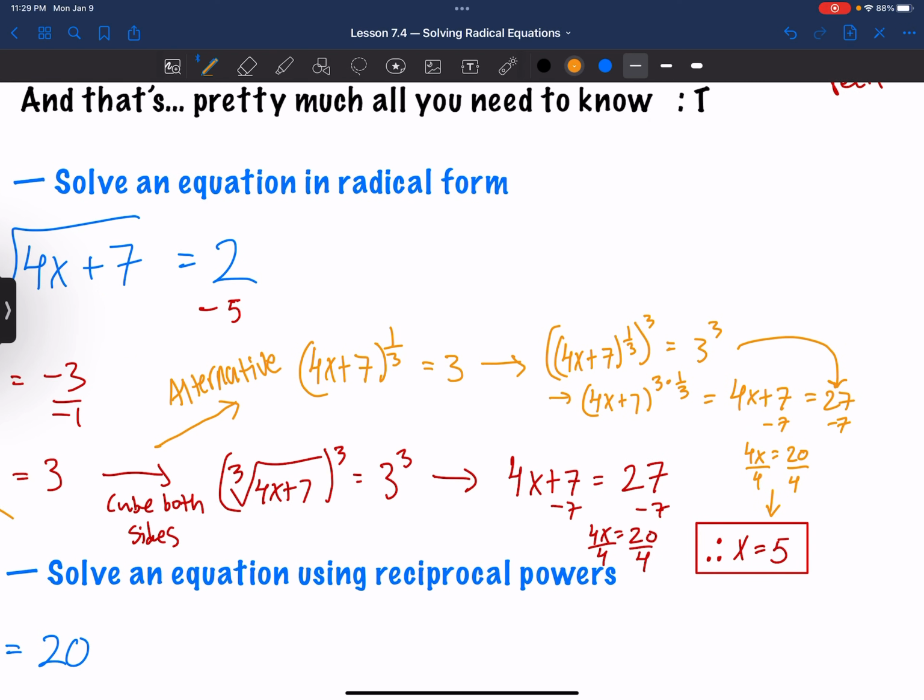I just wanted to show you that if you rewrote it with rational exponents, you can use the reciprocal of 1/3, right? It was to the 1/3 power. I then raised that to the 3rd power. That's the reciprocal of 1/3.